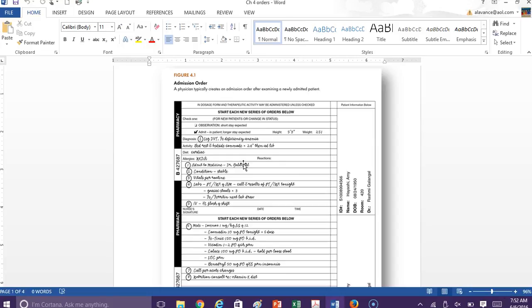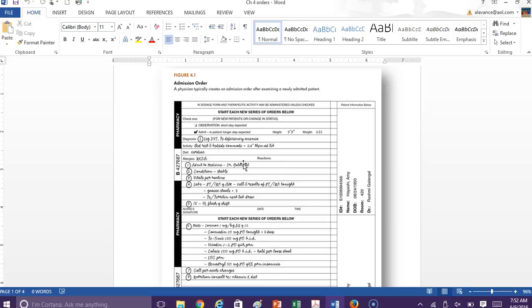The next drug is Coumadin, 10 milligrams, taken orally tonight, and then for 6 doses. Ferrous sulfate, which is iron, 150 milligrams by mouth twice a day. Vicodin, 1 to 2 by mouth every 6 hours as needed.